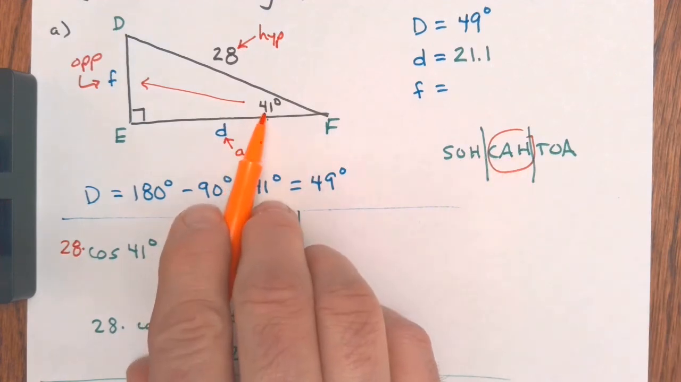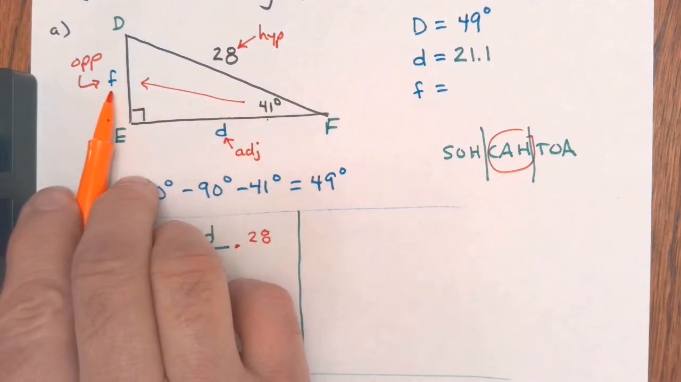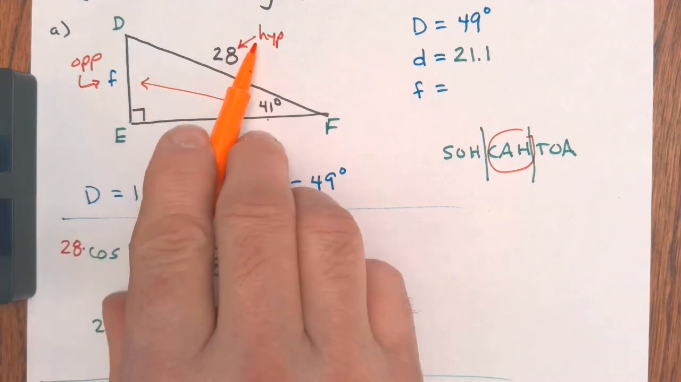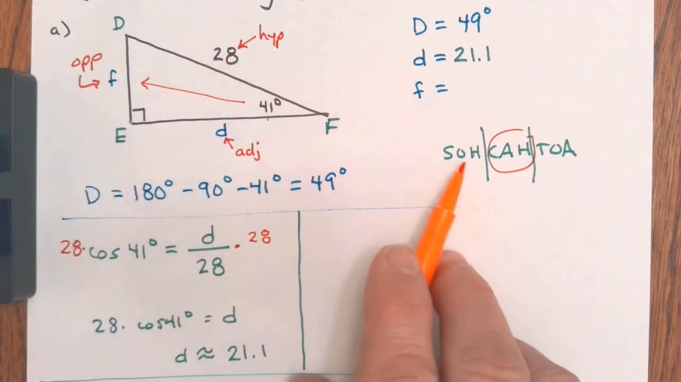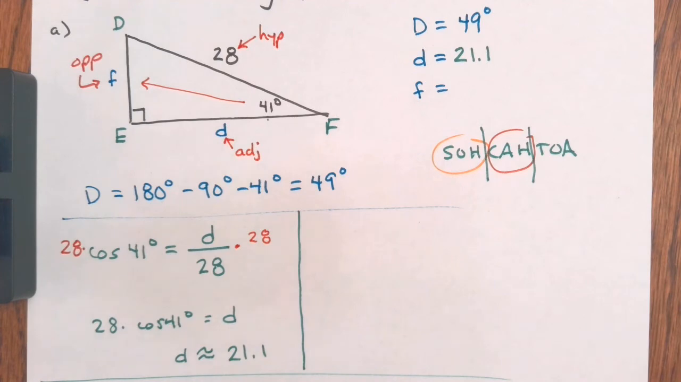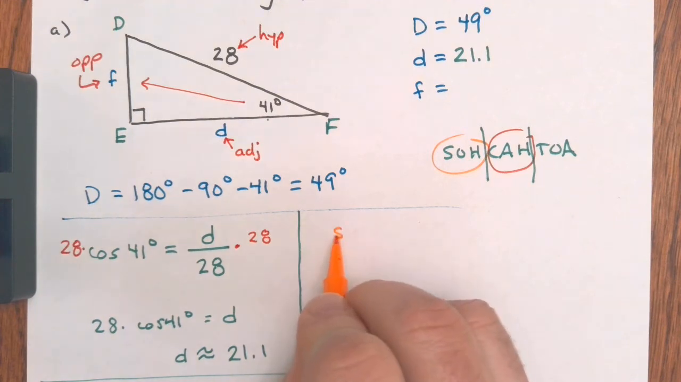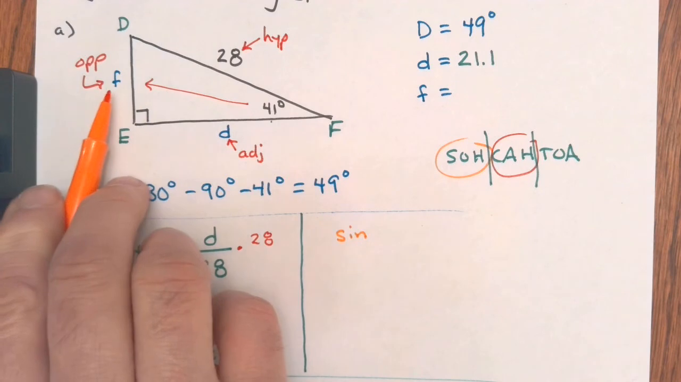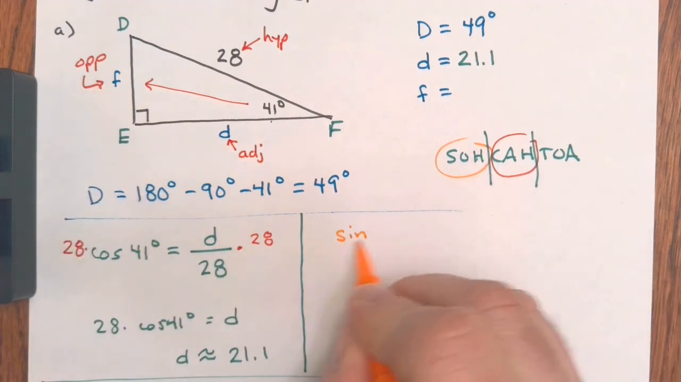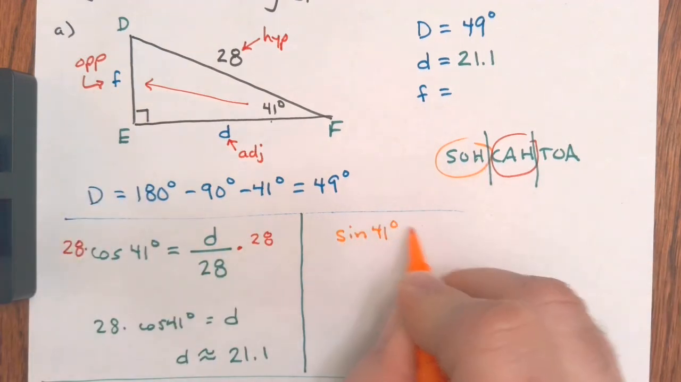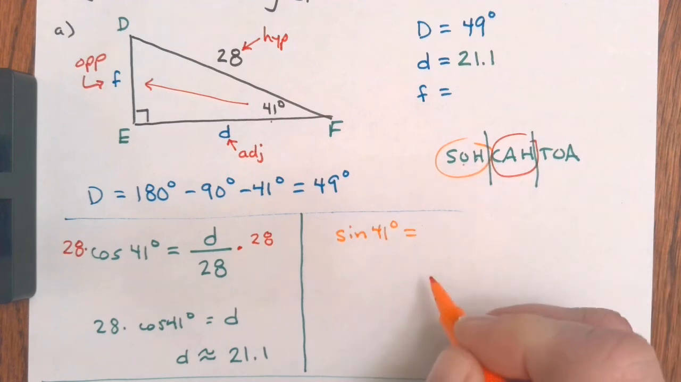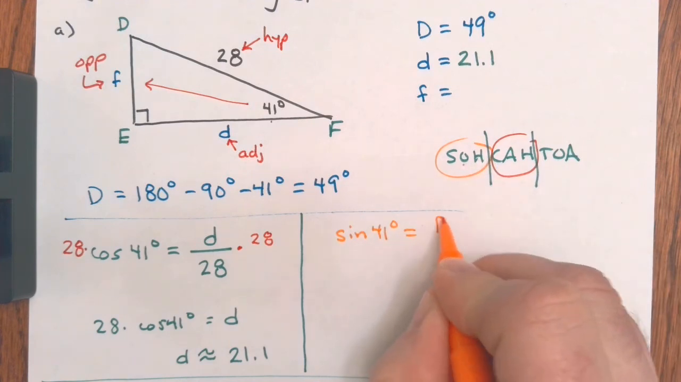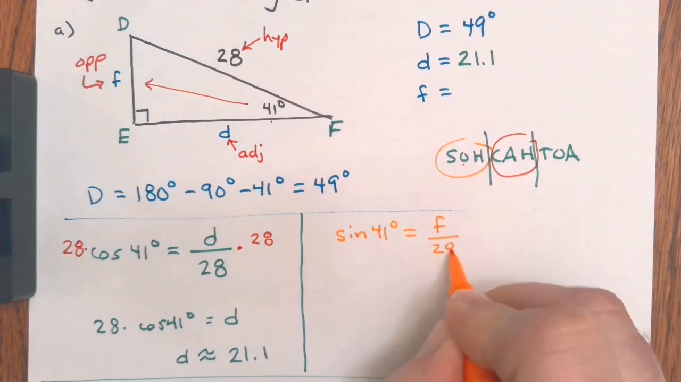So here's our angle, 41 degrees. I'm trying to find the opposite side, and I know the hypotenuse, so the O and the H. And if I look at that, that's going to be a sine equation. So I'm going to come up with an equation for this side f using SOHCAHTOA. The sine of 41 degrees is equal to the opposite over the hypotenuse, which is f over 28.